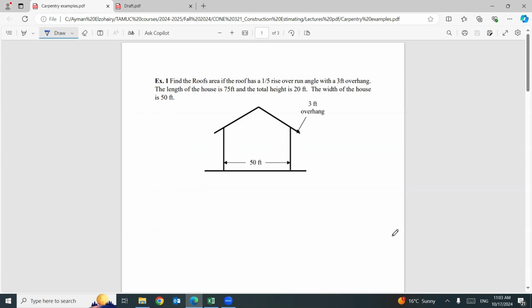I will go through 3 examples of how to figure out the quantity takeoff for wood in different scenarios. One of them, for example, in this example, we have a roof besides the lateral area of the building. So we have this face, we have this face, and we have this face, and we have one more on the other side.